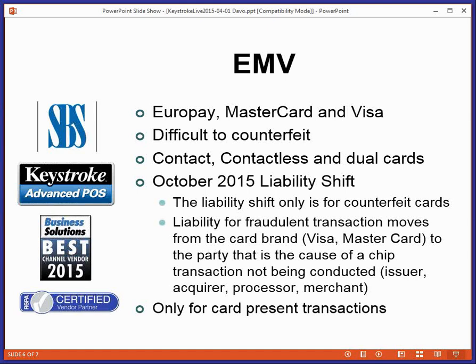EMV certification is a 3-step process, and the first 2 involve the device. The third step involves the device and the software. Everyone tells me it's very complicated, very expensive, which is why we aren't going to do it.